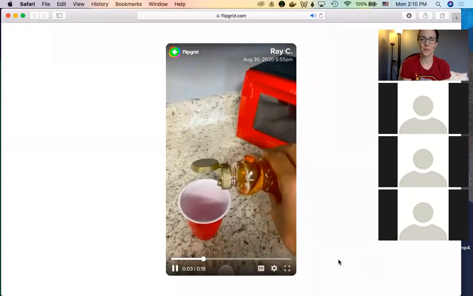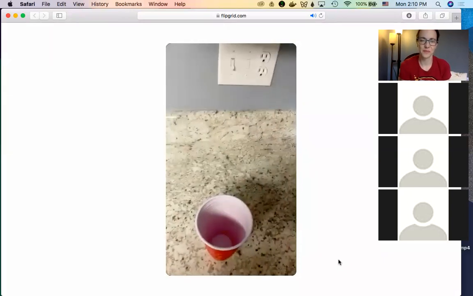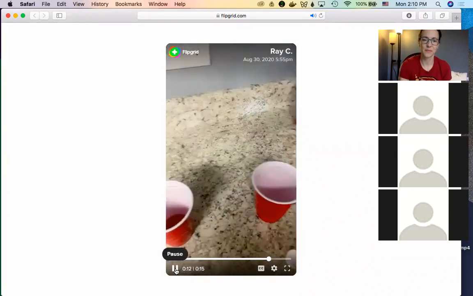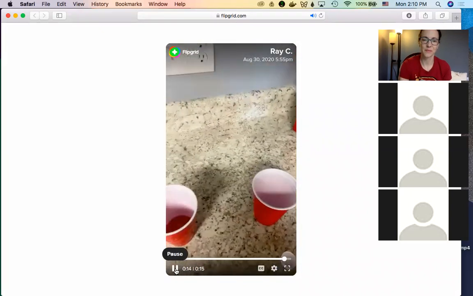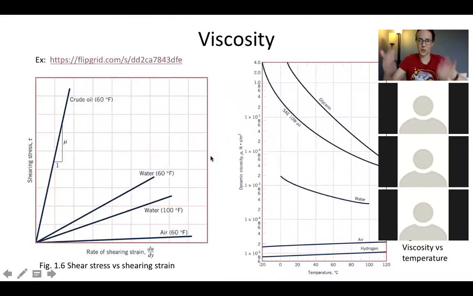This is me pouring honey, and then maple and juice, and that's the two different viscosities. How honey has more viscosity than the juice. Great. So that's a great example, and you all have experience with that from everyday life. Try to pour honey. It really takes a lot for it to overcome the force of gravity, the resistance to the force of gravity, and start flowing.